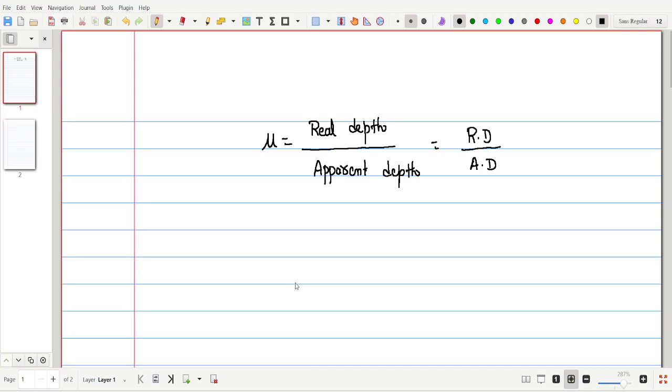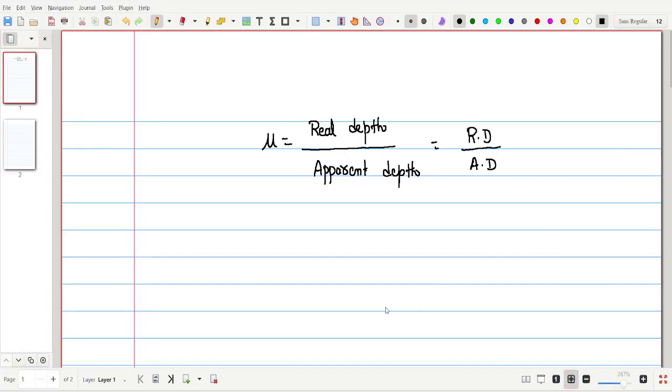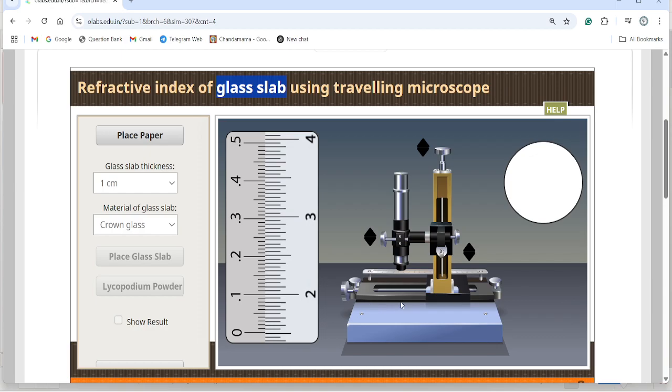To begin the experiment, we need to take a cross mark on a white paper. So I'm taking a cross mark on the white paper like this. This is placed exactly here, just underneath this traveling microscope. This is a traveling microscope, where this is the microscope. By means of this arrangement, it will travel vertically as well as horizontally.